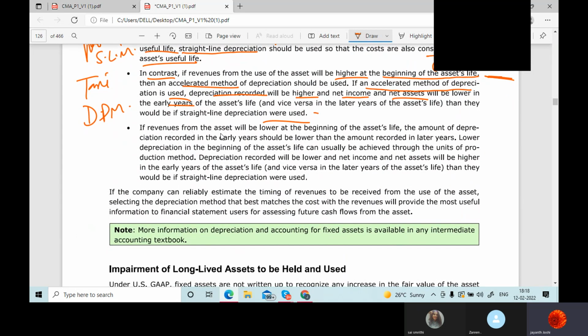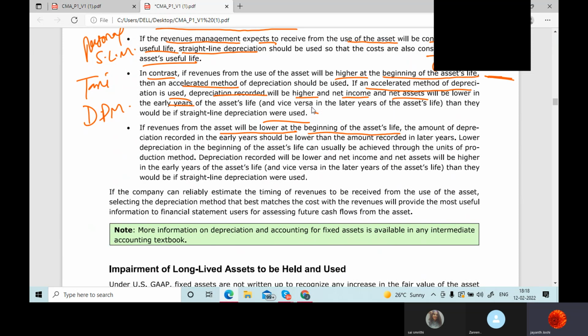Now if the revenues from the asset will be lower at the beginning of the asset's life, so in the beginning years the revenue is less, the amount of depreciation recorded in the earlier years would be lower than the amount recorded in later years. Lower depreciation in the beginning of the asset's life can usually be achieved through the units of production method. Why? Because during the earlier stages you would be using the machine or the production based upon the orders you get. Am I right? Please tell me yes or no.